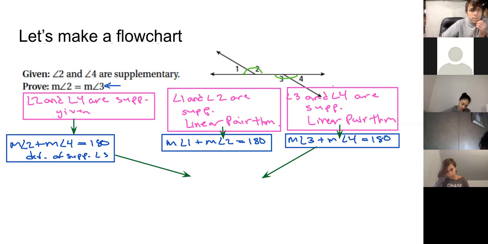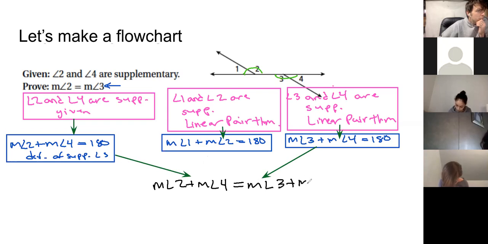So that's going to give me, oop, I don't want to draw an arrow. That would give me measurement of angle 2 plus measurement of angle 4 equals measurement of angle 3 plus the measurement of angle 4. And now, since I'm trying to show that 2 and 3 are equal, if I subtract 4 from both of those, I'm going to just end up with measurement of angle 2 equals measurement of angle 3.